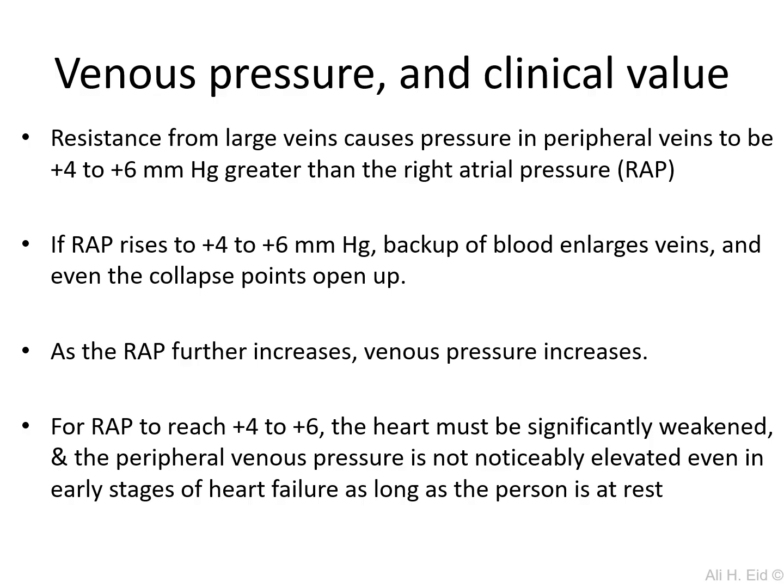If the right atrial pressure rises, so increases by 4 to 6, there is going to be a backup of blood that enlarges the veins, and even the collapse points will open up. Collapse point, remember a while ago we mentioned there's a collapse, especially from the atmospheric pressure on the veins in the neck. As the right atrial pressure further increases, the venous pressure is going to increase, because you've caused a backup of blood that fills the veins, and you're putting more volume into them, and that leads to more pressure in the veins.